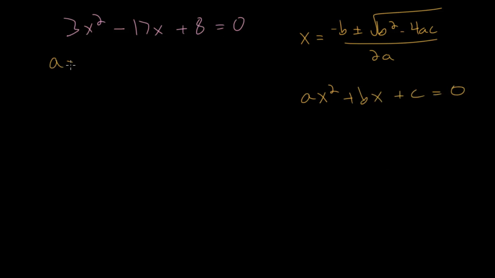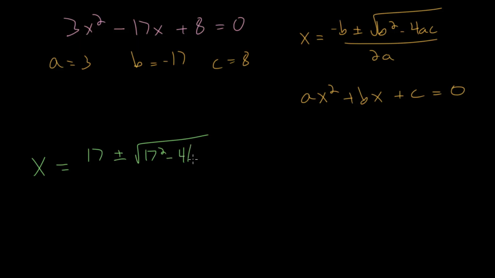And we can see that our a value is 3, b is negative 17, and c is 8. So let's plug everything into our formula. See if we can simplify. We have x is the opposite of b, so that's positive 17. And we need to square 17, or negative 17, but in both cases it becomes a positive number. And then we will subtract 4 times a times c, and all of this is over twice a, or 6.